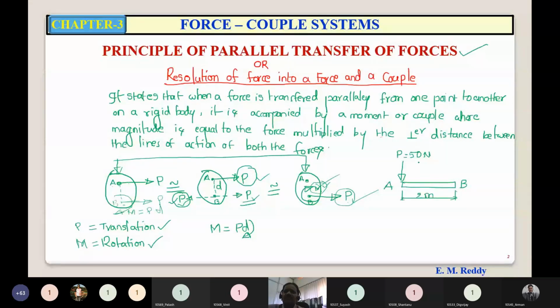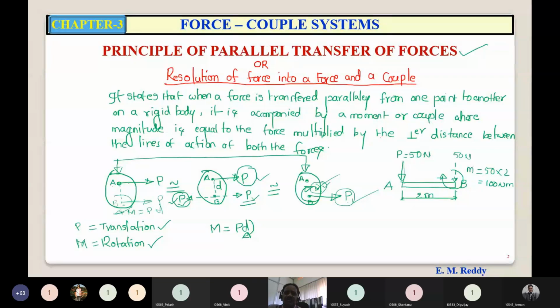Now whatever the effect that this force will have on the rod AB when it is applied at A, you are going to get the same effect if you apply a force of magnitude 50 Newton at B along with a couple of magnitude 50 into 2, that is 100 Newton meter. So you are applying this force P at A, you are having some effect. You are going to get the same effect if you apply the same force at B, but along with this couple. That is the meaning of this.